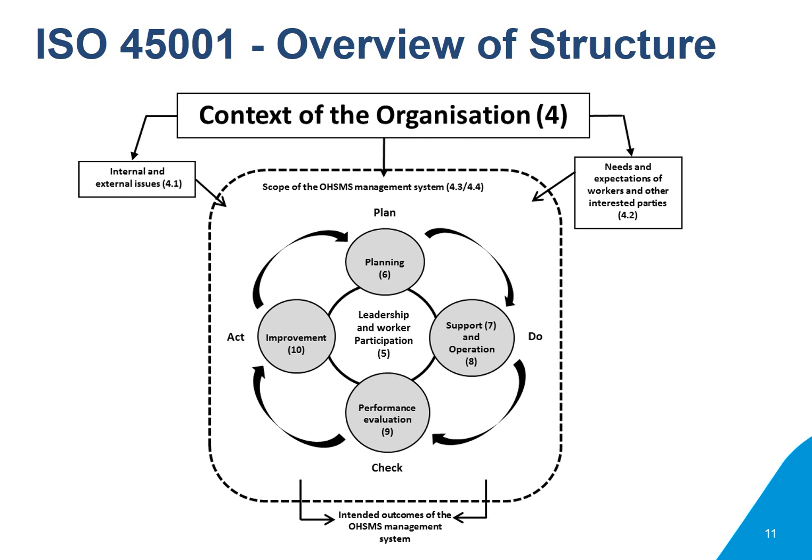Also in the do phase, we have our operation, looking at the elimination of hazards using the hierarchy of control. We are looking at how we implement and manage change, and how we manage procurement of both contractors and general outsourcing. The requirements for emergency preparedness and response are all included there in operation.